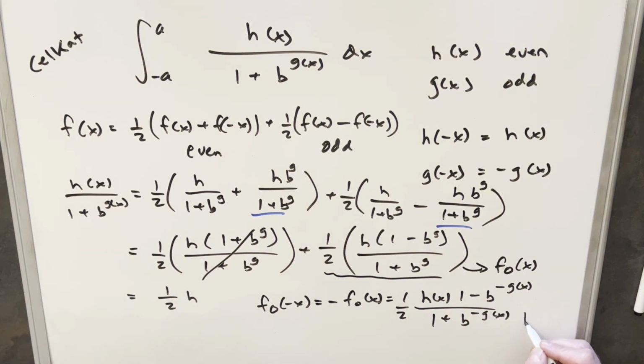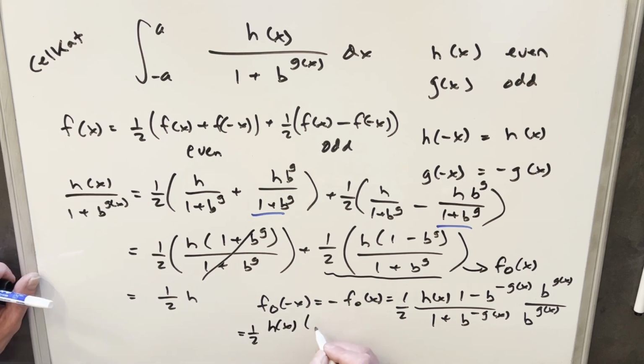But we'll do that same trick again of multiplying by b to the g of x in the numerator and denominator. Then I think I'll continue down here. Let's see if there's enough space. So we'll have our 1/2 here. We'll have our h of x. This becomes b to the g of x, and this part's 1. We have minus 1 here, okay, and then we have 1 plus b to the g of x.